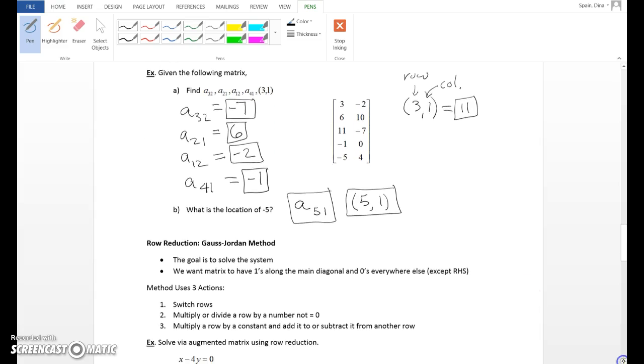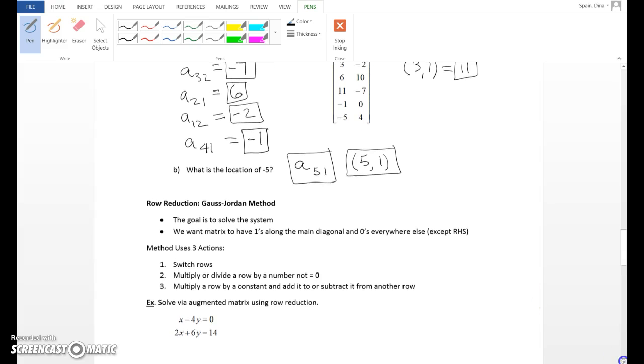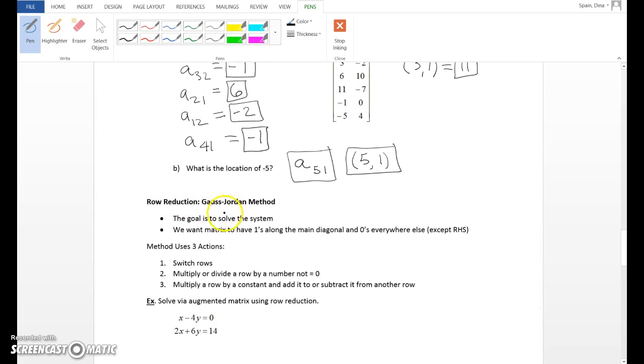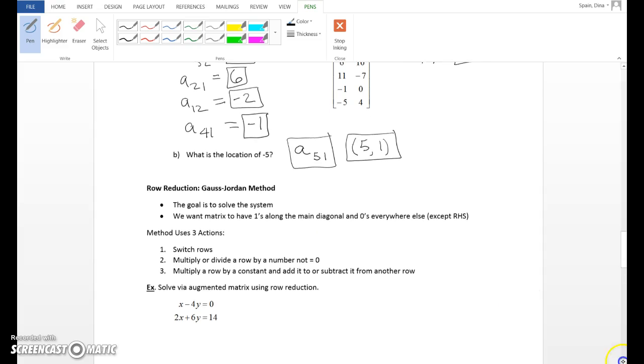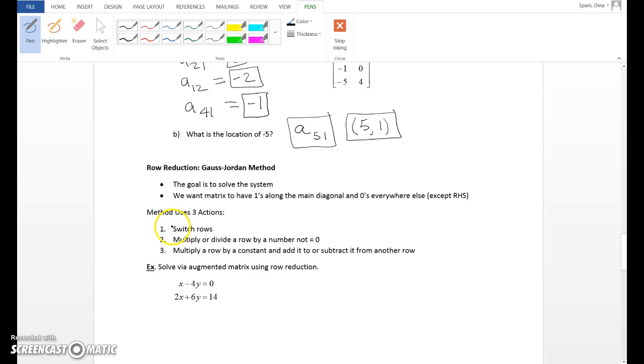Okay, now we're getting into the Gauss-Jordan method for row reduction. You use this method to solve a system of equations using a series of augmented matrices. And what we want, that augmented matrix in the end, to have ones along that main diagonal and zeros everywhere else. Right, except the right-hand side is going to be augmented. So we're just looking at the coefficient matrix on the left-hand side, ones along the main diagonal, and we want 0 entries everywhere else.